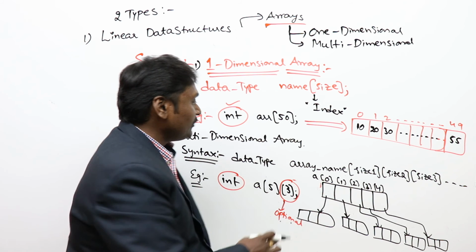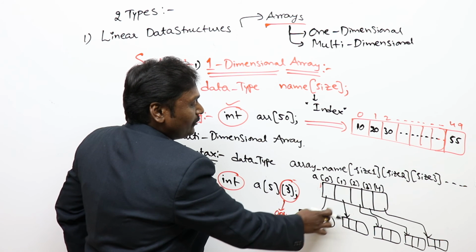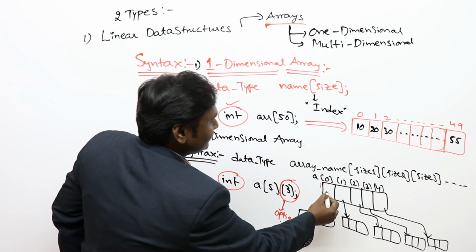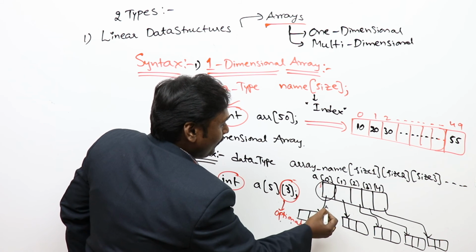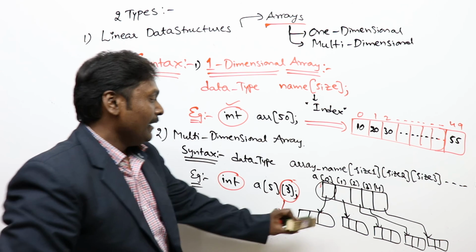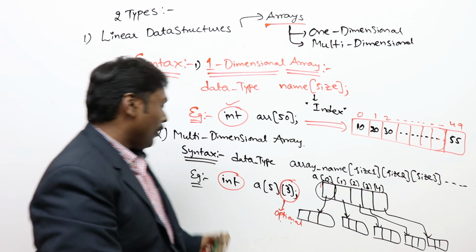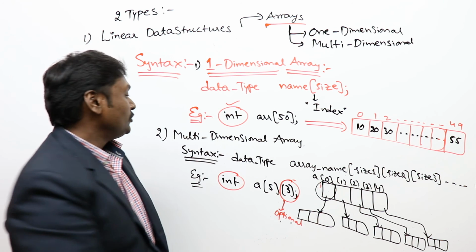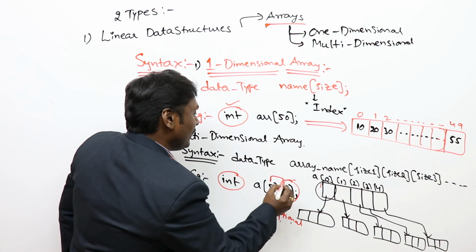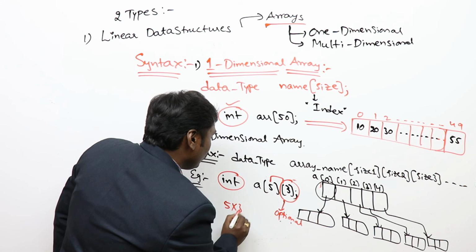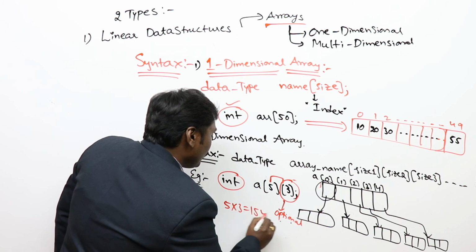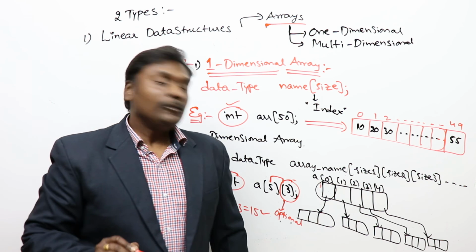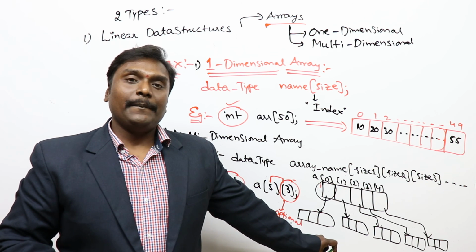In this case, you can also represent how these values are going to be stored. This dimension has how many blocks? 3 blocks, and here 3 blocks. Totally how many values can I store in this case? 15 values, that is 5 into 3. 15 values I can store in this multi-dimensional array.